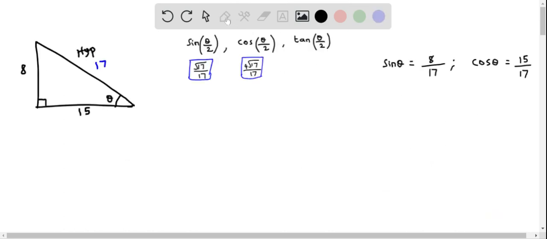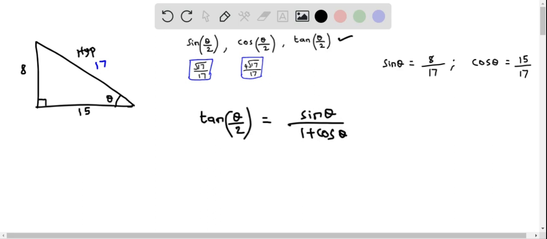Lastly, we find the value of tan theta by 2. So using the half angle formula, we write tan theta by 2 equals sin theta by 1 plus cos theta, or it is also equivalent to 1 minus cos theta over sin theta. So we can use any one of these forms. Let me use this form, that is tan theta by 2 equals sin theta over 1 plus cos theta. So let's replace sin theta and cos theta into this expression.